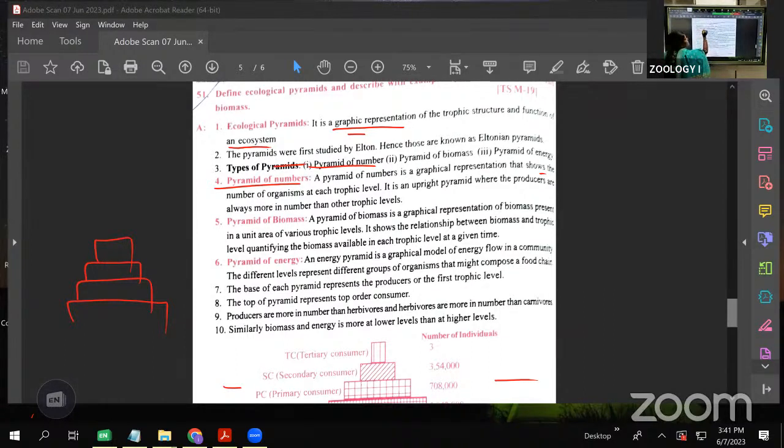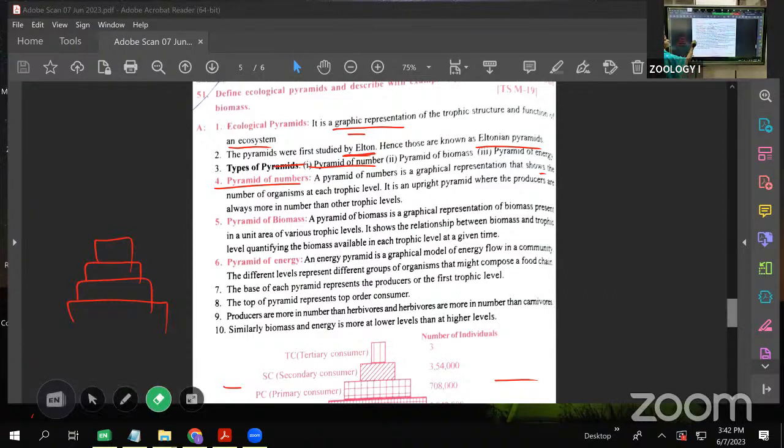Here, the pyramids were first studied by whom? By Elton. Elton studied the pyramids. Hence, they are called Elton's pyramids. The ecological pyramids were first studied by Elton. That's why the name is the Elton pyramids. Clear?